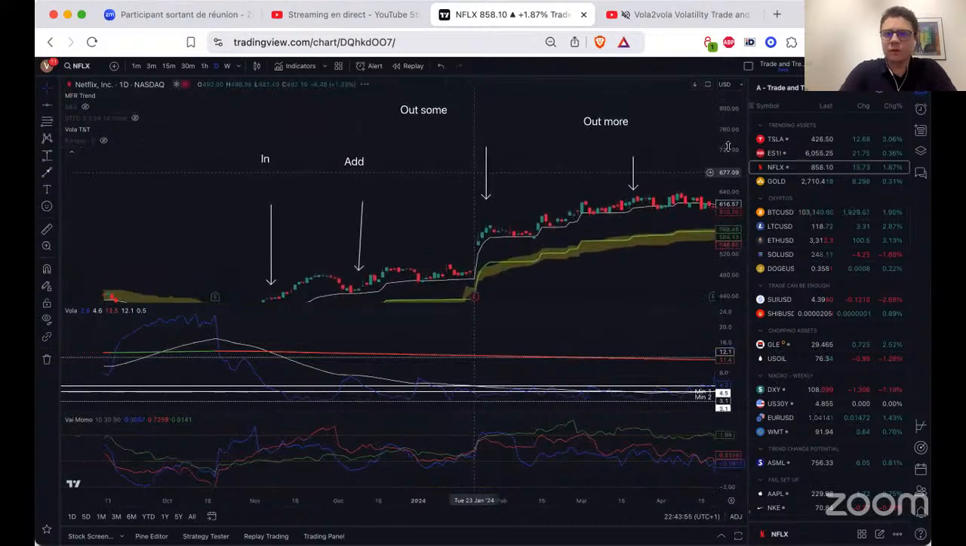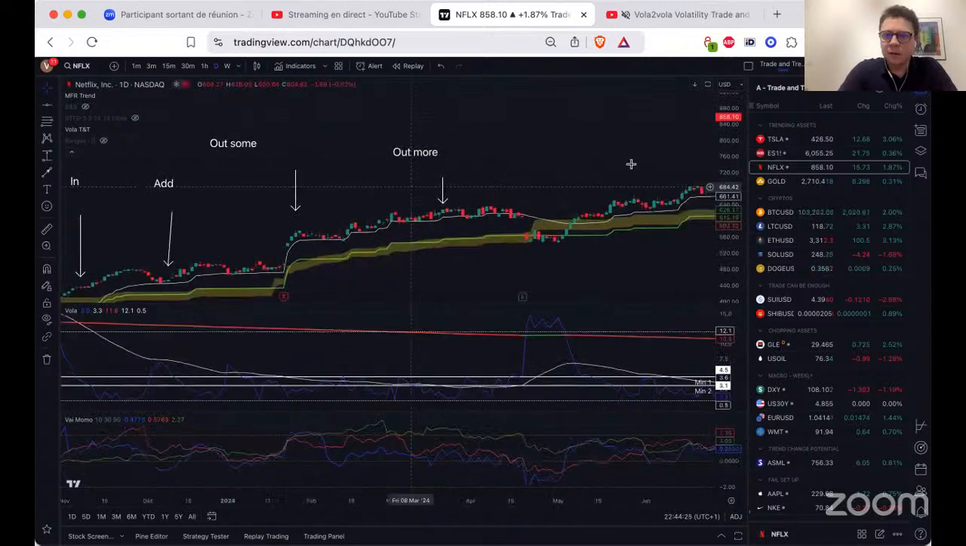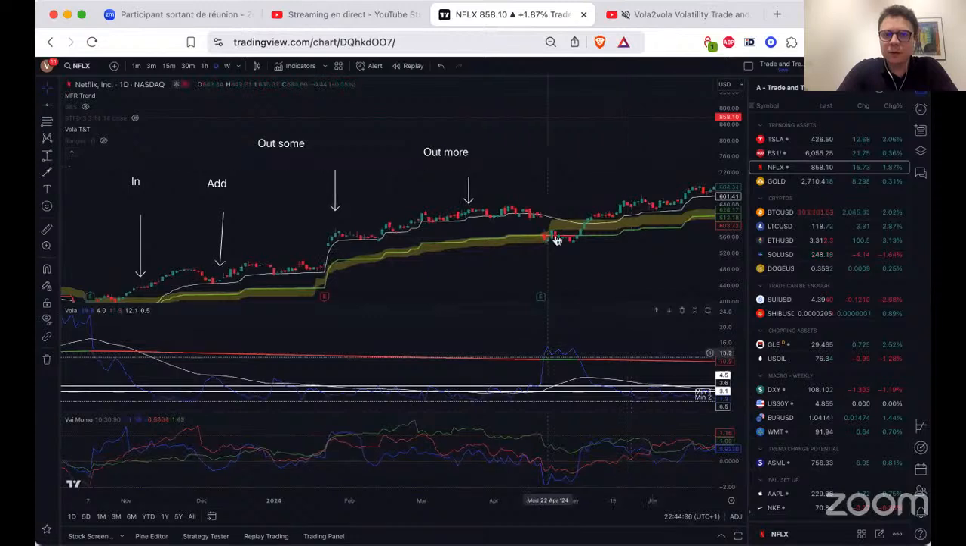So this is Netflix. You can see it's very good because, for example, Tesla and Netflix are very high beta stocks. So when they move, they move. Here you have the cross, you take the position. Here you have the retest of trade, you add. Then we arrive at the first min mark somewhere here. Here we arrive at the second min, which is there, so out more. And finally, same setup. Here you would have cut.